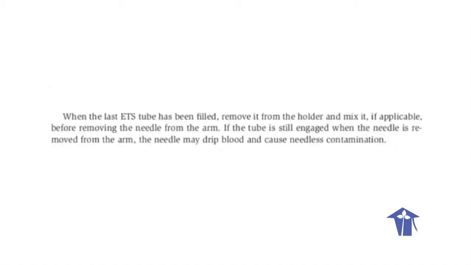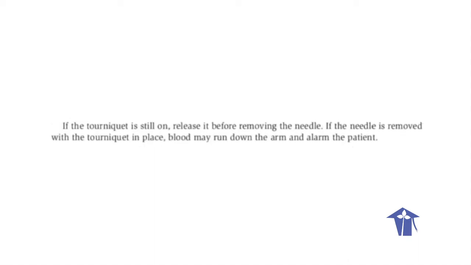When the last ETS tube has been filled, remove it from the holder and mix it, if applicable. Do this before removing the needle from the arm. If the tube is still engaged when the needle is removed from the arm, the needle may drip blood and cause needless contamination. If the tourniquet is still on, release it before removing the needle. If the needle is removed with the tourniquet in place, blood may run down the arm and alarm the patient.